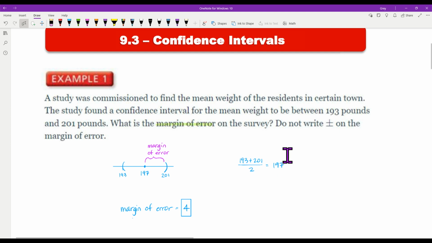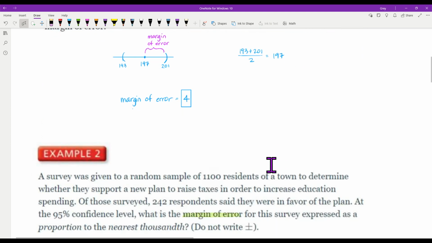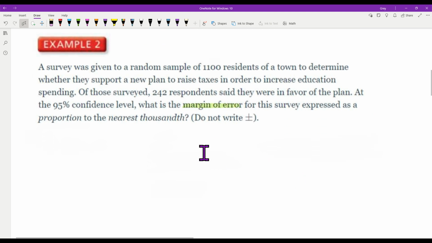Okay, now that one was pretty straight up. Sometimes they give you one like this. A survey was given to a random sample of 1,100 residents of a town to determine whether they support a new plan to raise taxes in order to increase education spending. Of those surveys, 242 respondents said they were in favor of the plan. At the 95% confidence level, what is the margin of error for this survey expressed as a proportion to the nearest thousand? That's a key word in this problem: proportion.